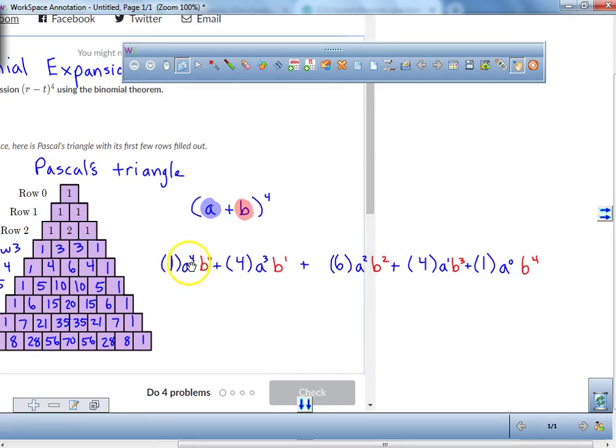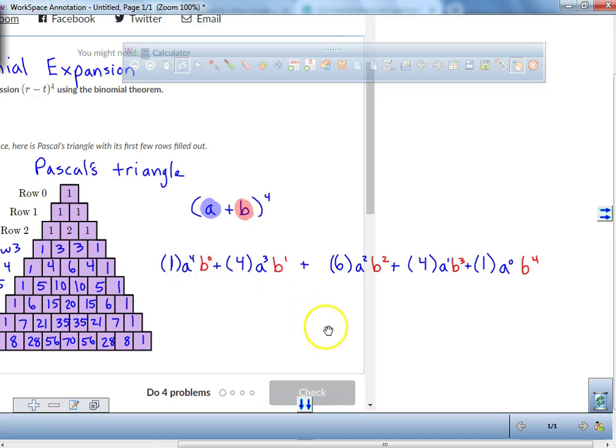You'll notice with our powers, we started with a to the fourth and b to the 0. What's 4 plus 0? 4 plus 0 is 4. And then we have 3 and we have 1. 3 plus 1 is 4. So as these are descending, 4, 3, 2, 1, 0, the other ones are ascending, 0, 1, 2, 3, 4. Okay? So how do we know what power to start with? That number right there. So in the fourth row, you're going to start with a to the power of 4.